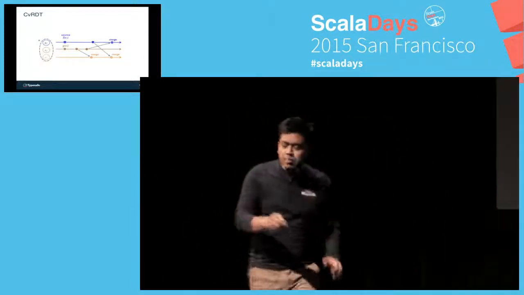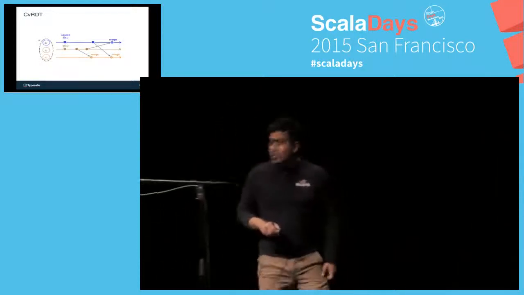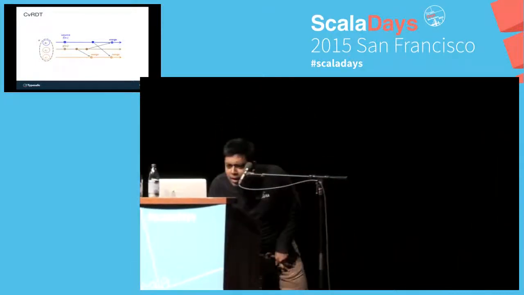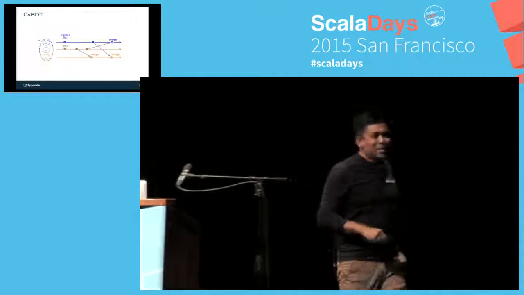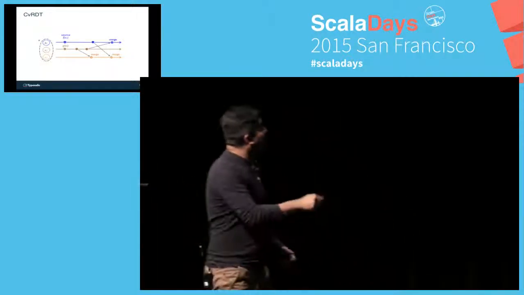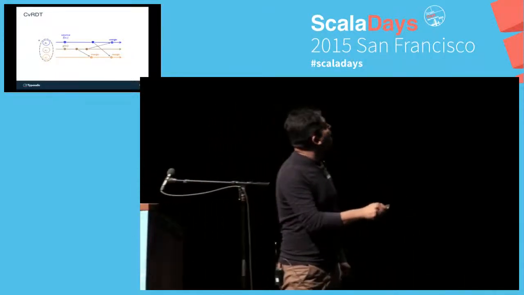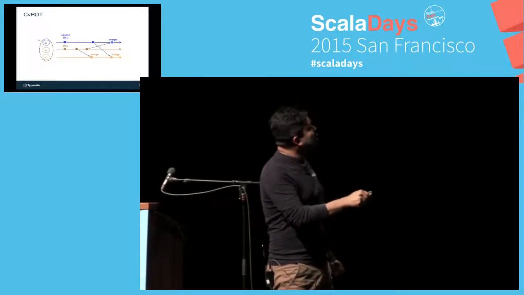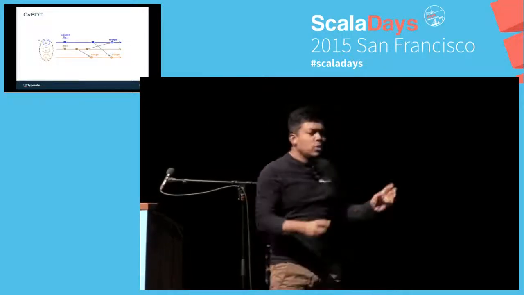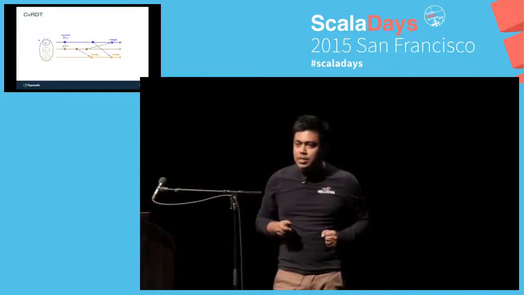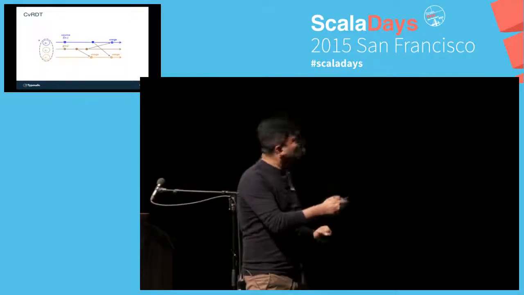CRDT has two types. This type is called convergent replicated data type. What that means is, if I have these edits happening here, then what this mode will do is transfer the delta of state changes. Okay, let's take a quick example here.